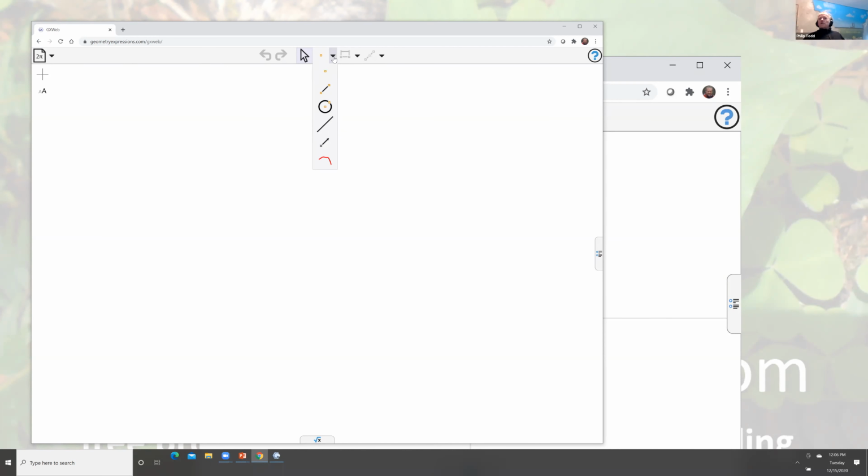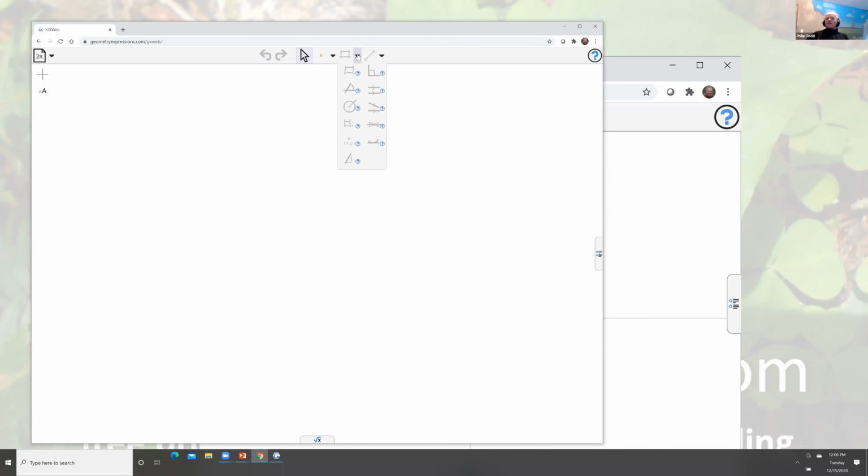This one lets you create geometry, fairly obvious: point, line, circle, infinite line, vector, and curve or function. Notice there's no conics. The conics are in Geometry Expressions, but not here. So I'm going to have to fudge to get my parabola.